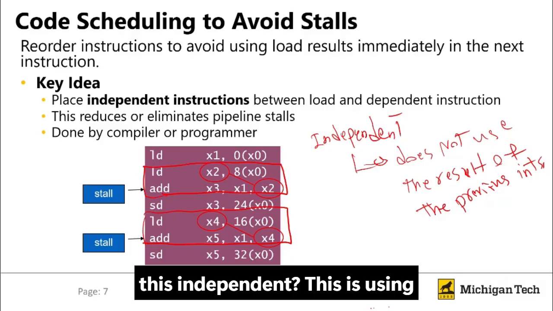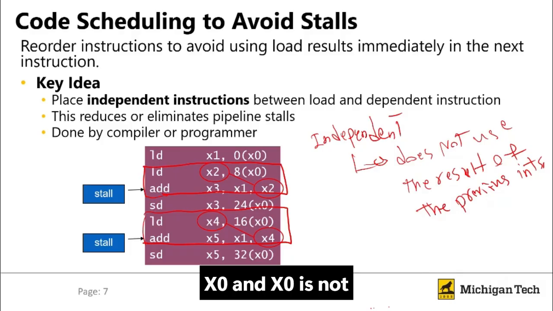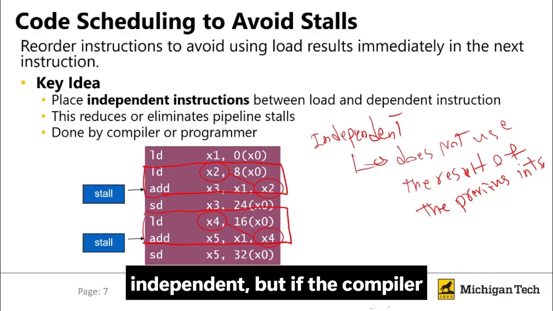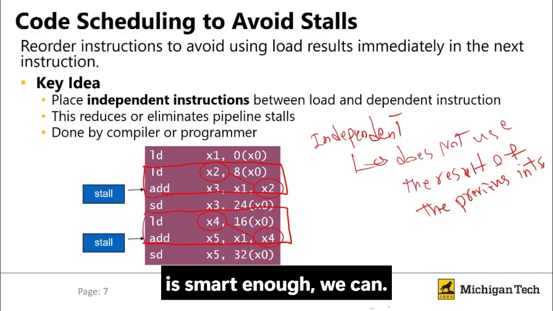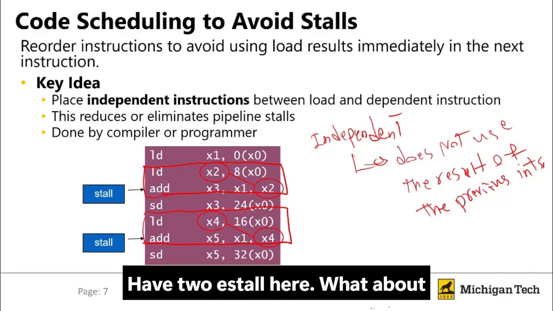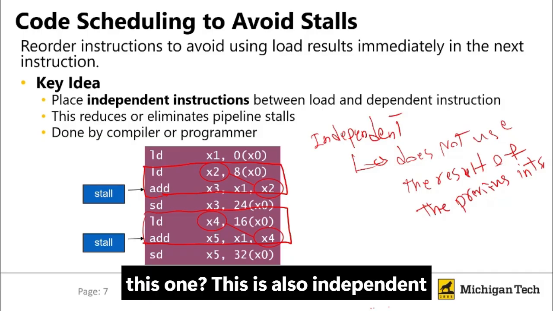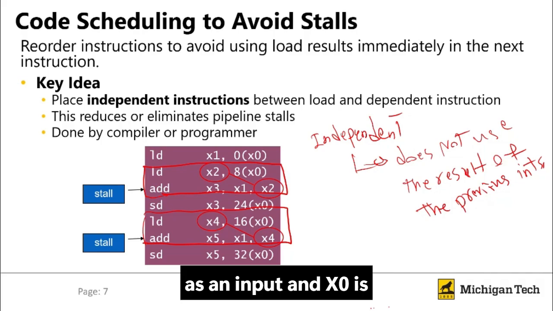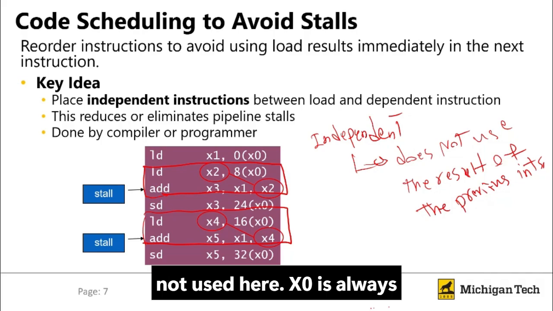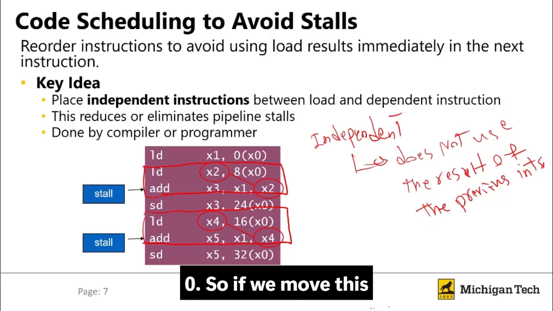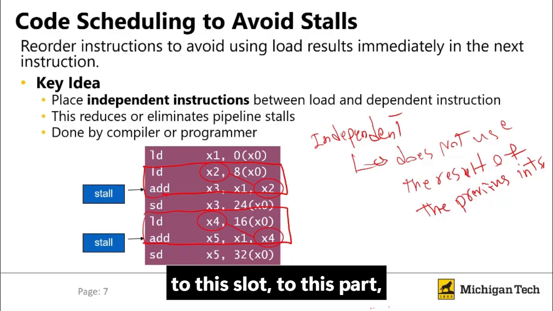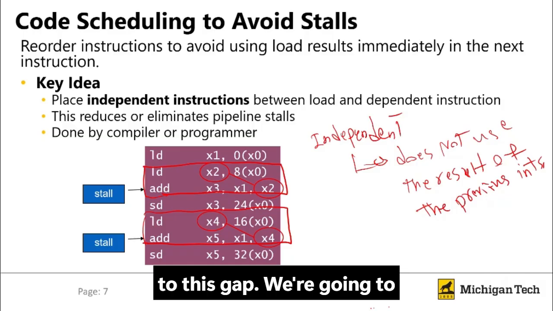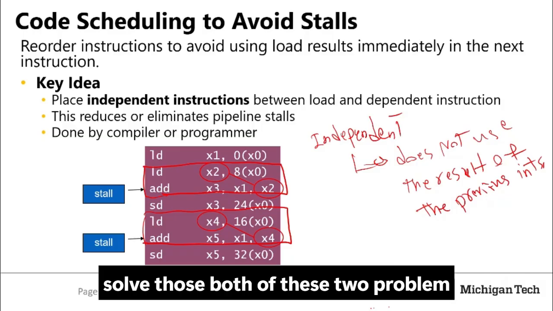Is this independent? This is using x0 and x0 is not used. So yes, this is independent. But if the compiler is smart enough, we can have two stalls here. What about this one? This is also independent because it's also using just x0 as an input, and x0 is not used here. X0 is always 0. So if we move this to this slot, to this gap, we're going to solve both of these two problems at the same time.